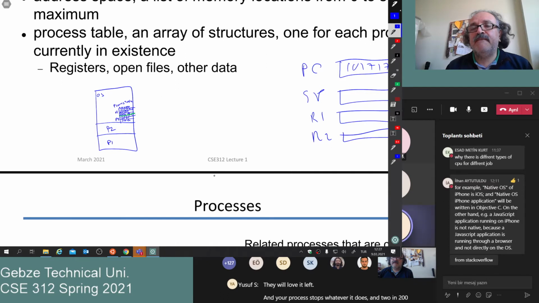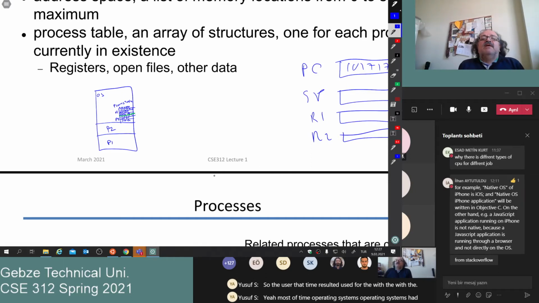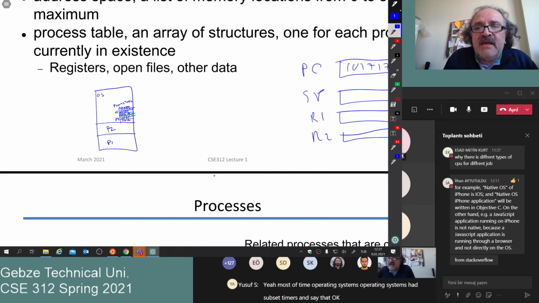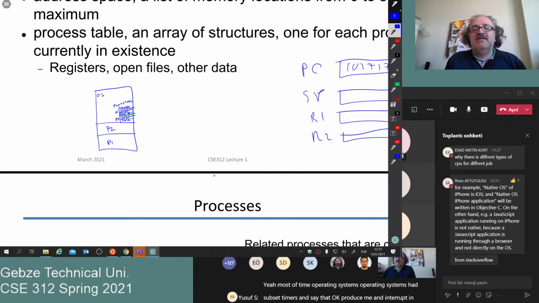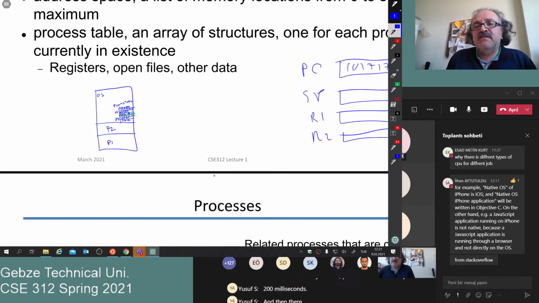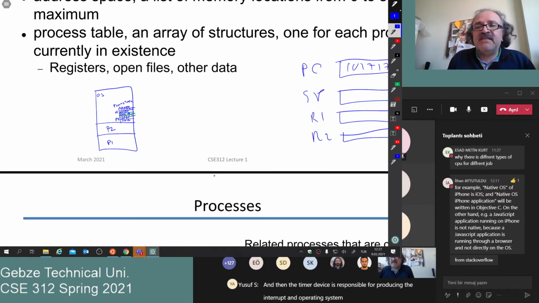So usually the timers are used with the operating systems most of the time. The operating system sets up a timer. It says, okay, produce me an interrupt in 200 milliseconds. And then the timer device is responsible for producing the interrupt, and the operating system lets a process take the CPU. After 200 milliseconds, the timer device creates an interrupt, and who is going to handle the interrupt? Of course, the operating system. Now the operating system has the control of the CPU.